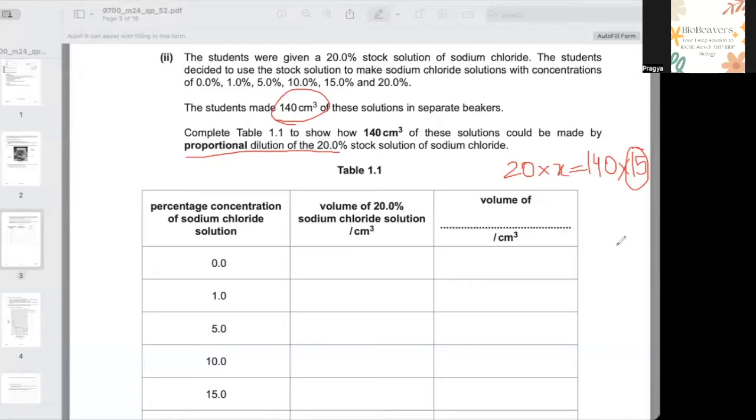Now, what are the values which I'm trying to say here? So how will I calculate x? X is equal to 140 divided by 20, which is going to be fixed for all of them, which is a factor of 7 here, right? And I have to multiply it by 7. So if you look at my table, how much should I take if I'm trying to make a 15%? What is 15 multiplied by 7?